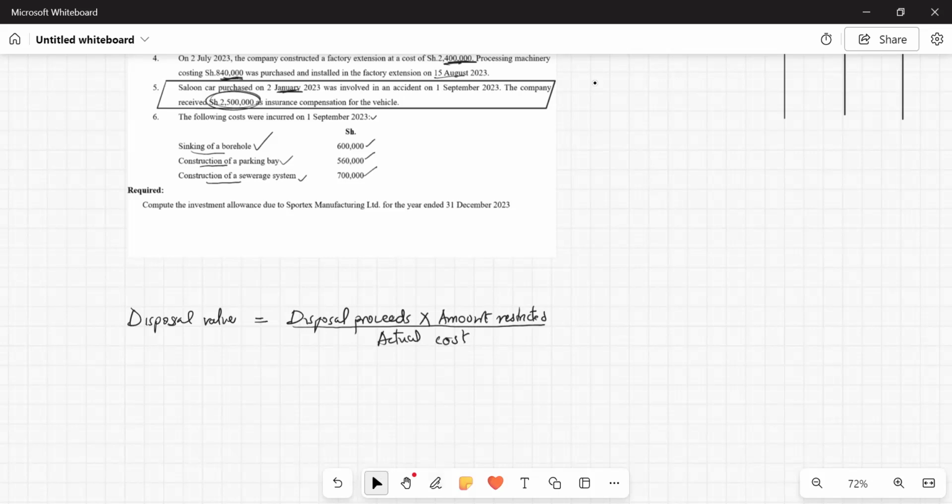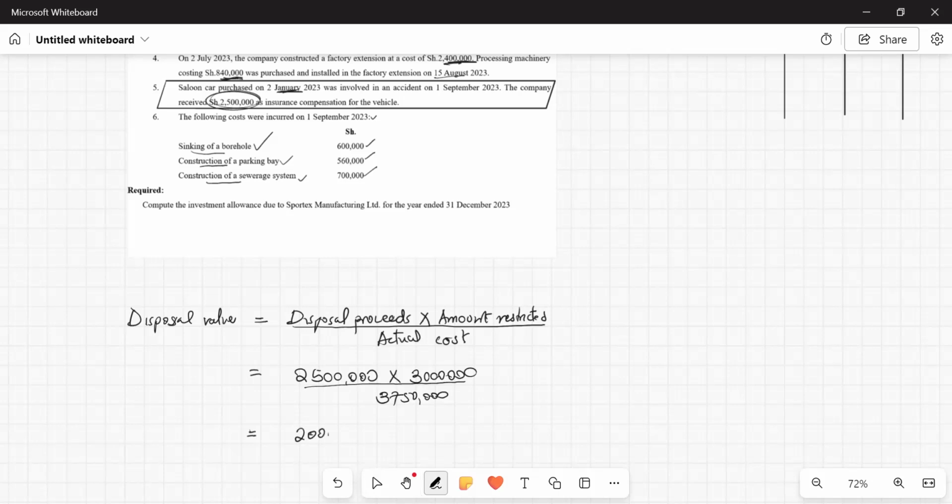In this case, for this vehicle, the amount of disposal proceeds is 2.5 million. That's what the insurance company has paid. Multiply by 3 million restricted in the year of purchase, divide by the original cost, which is 3 million 750. So we are determining the disposal proceeds. How much will that be? 2 million. That is 2 million.